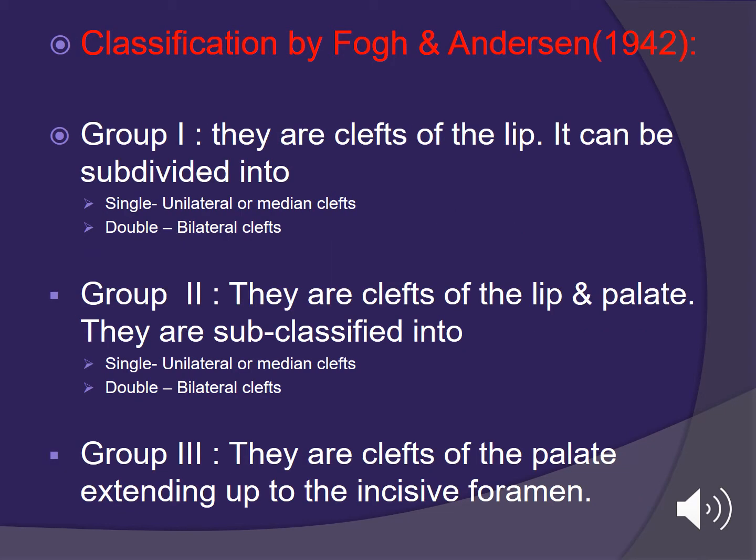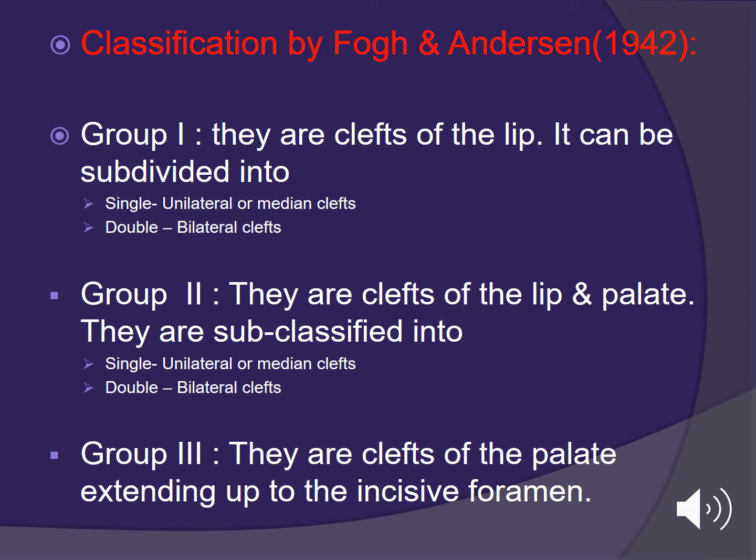The next one is the classification by Wolf Anderson, and this was invented in 1942. They divided it into three groups. The first group is clefts of the lip. It can be further subdivided into single or double. Single is unilateral or median cleft, and double is the bilateral cleft.